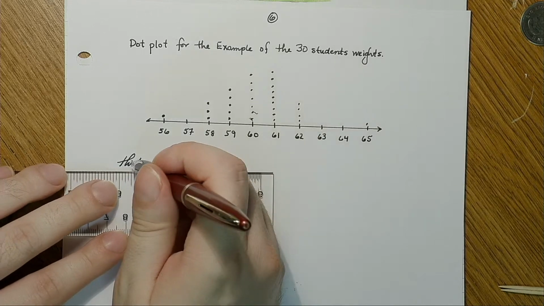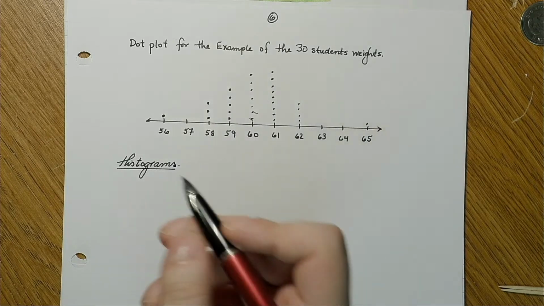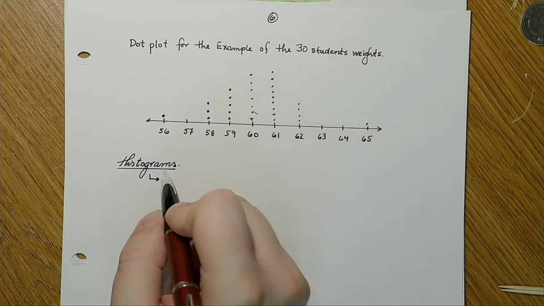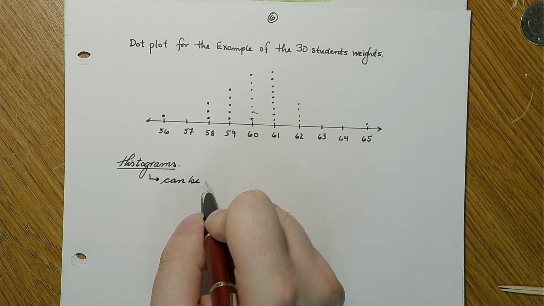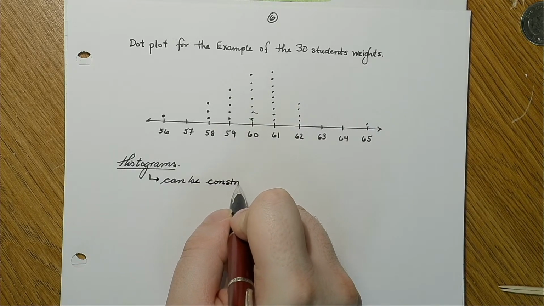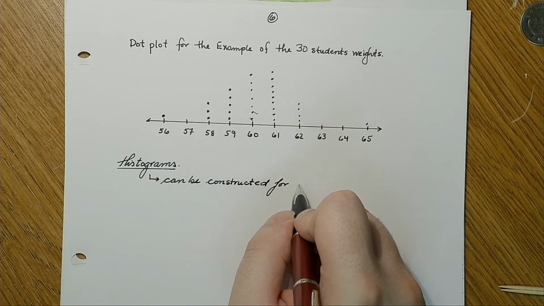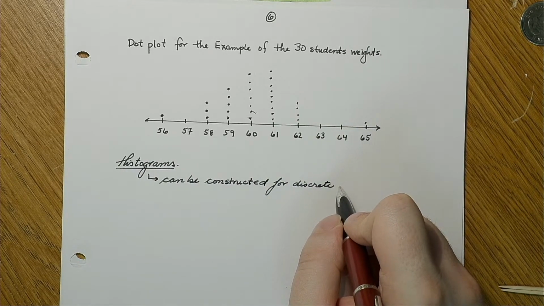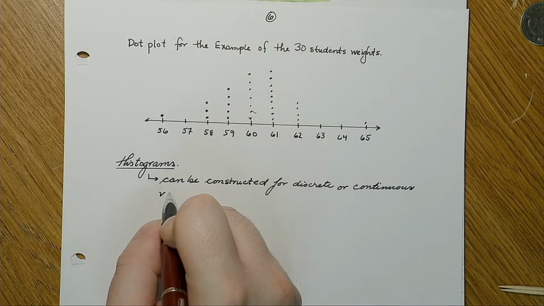We're getting more into the more conventional things that we're used to seeing now. Histograms. And before we get to that, let me just take a little moment to mention that these can be constructed either for continuous or discrete continuous variables.